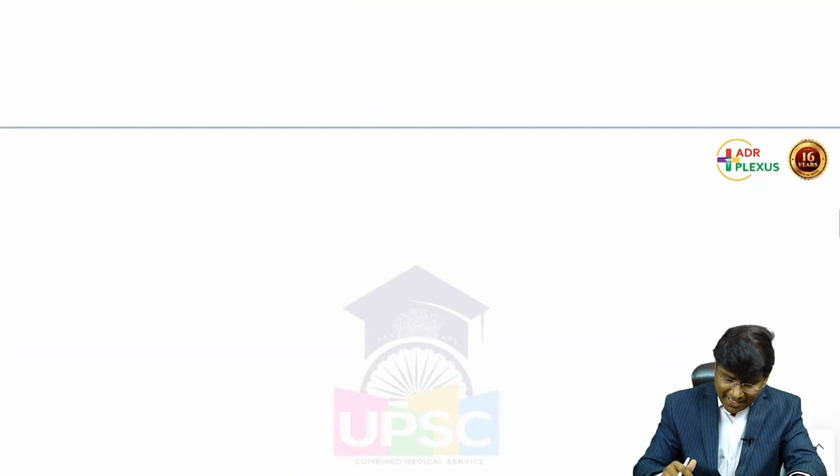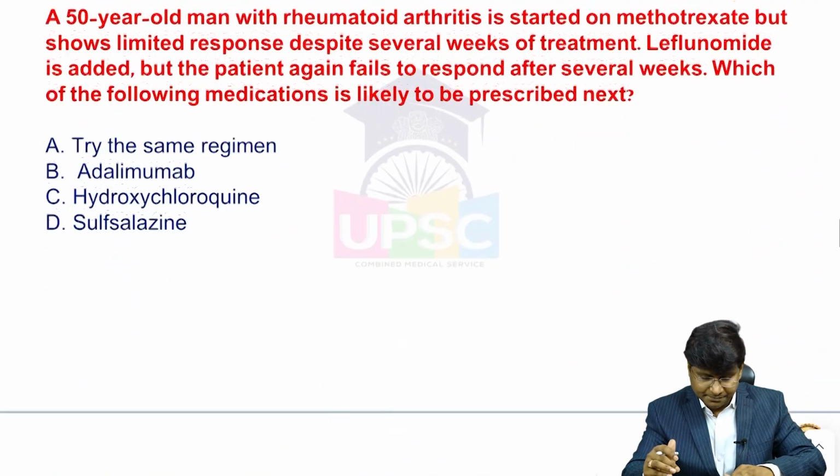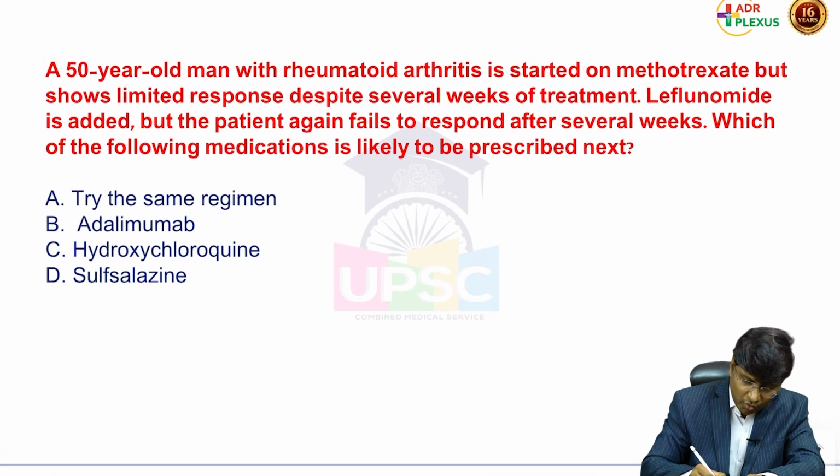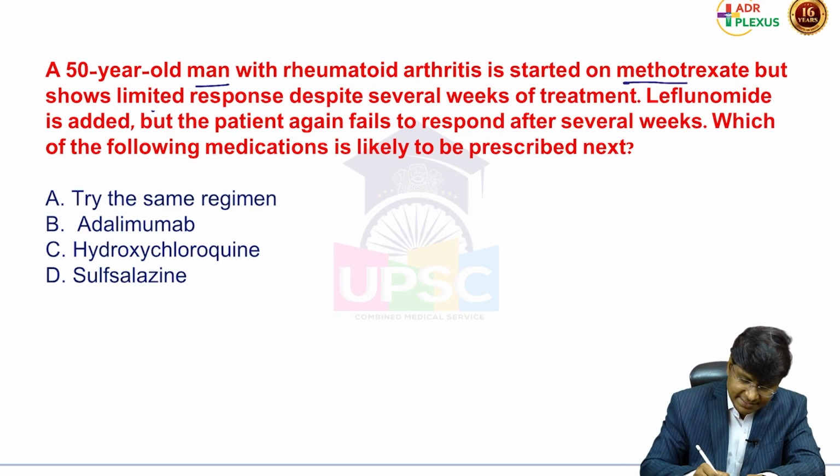Now, in the course of the treatment, I'll show you one more question. We have a 50-year-old man with rheumatoid arthritis who started on methotrexate but shows limited response. Despite several weeks of treatment, leflunomide is added but the patient again fails to respond after several weeks.